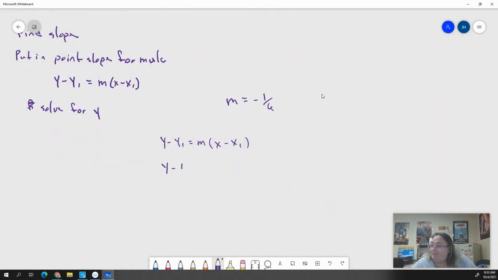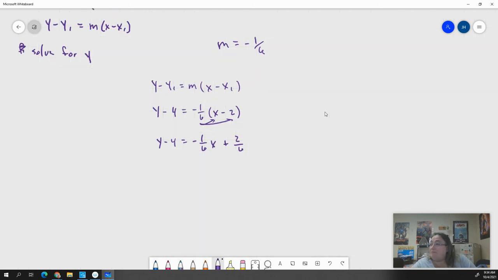Why did I choose those? Because they're all positive numbers. I don't have to worry about anything. Equals negative 1/6 x minus, what was it, 2? So y minus 4 is going to stay the same for right now, but we're going to distribute. And that's going to be negative 1/6 x. And then we're going to have to distribute here too. Well, that's going to give me a positive 2/6, right? If I reduce that fraction, it's actually 1/3, right? So I can go y minus 4 equals negative 1/6 x plus 1/3.